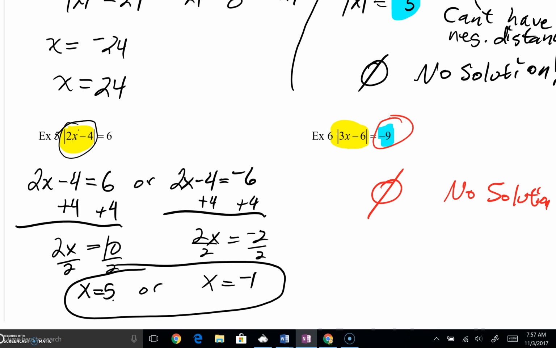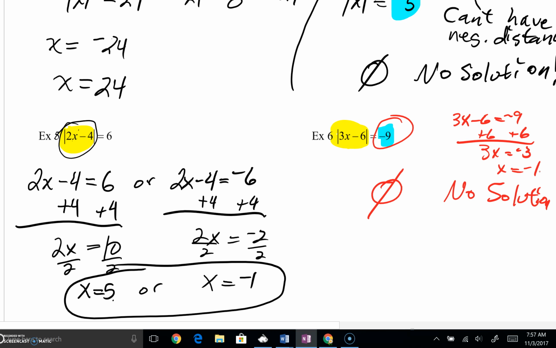Now, sometimes kids try to solve that anyway. And every once in a while, a kid will do that. They'll say, look, I did, Mr. Dobner, I got an answer. 3x minus 6 equals -9. Look, I added a 6. I got 3x equals -3. And I'm getting x equals -1. And I got another answer.